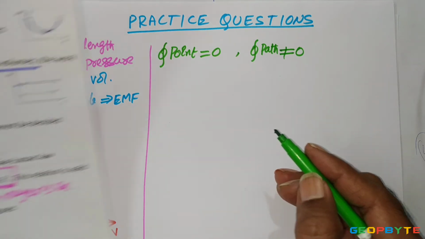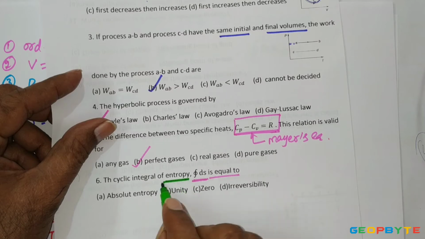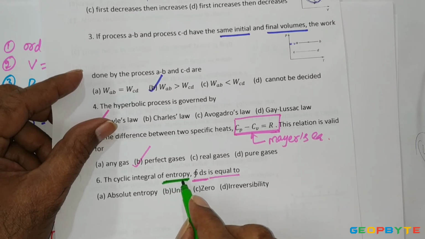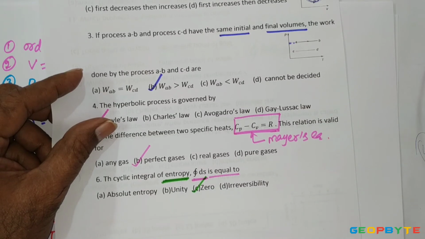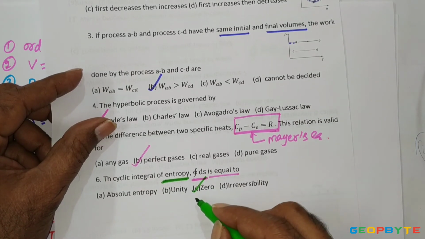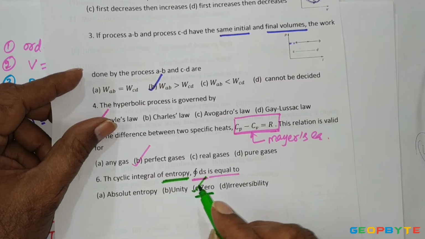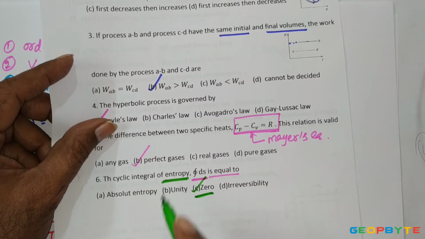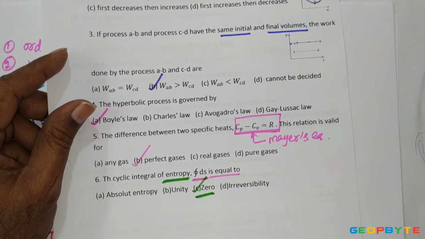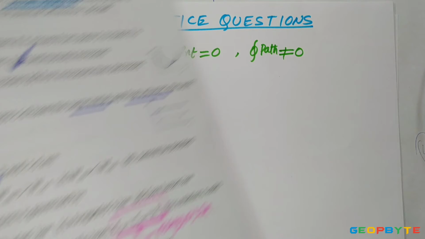Since entropy is a property of the system, the cyclic integral of any point function quantity is equal to 0. Cyclic integral of any property, or cyclic integral of any point function quantity, equal to 0. Therefore, the cyclic integral of entropy is 0 because entropy comes under property. All properties come under point function quantities only. That is about the sixth problem.